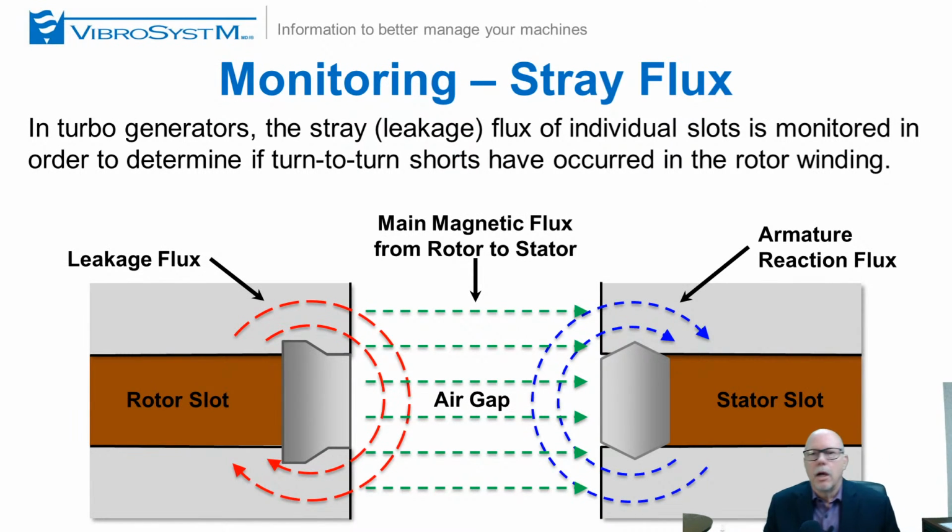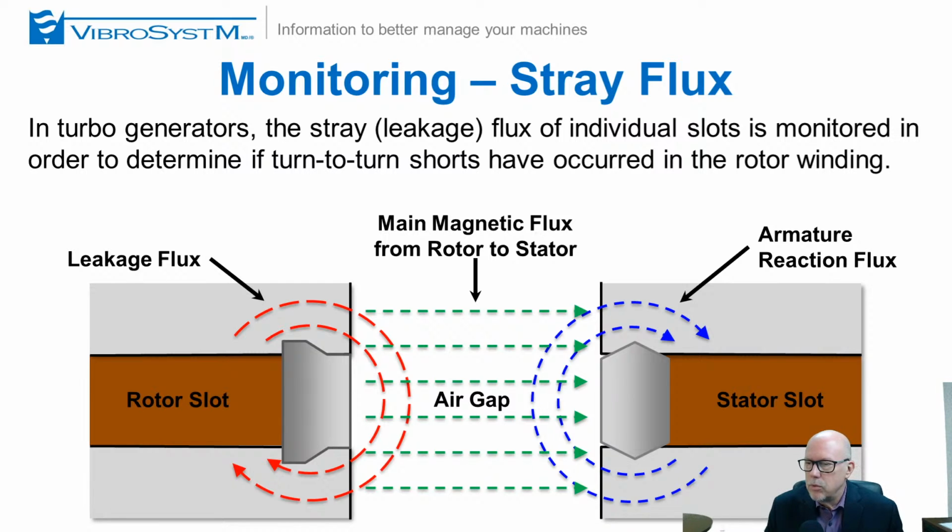So in turbogenerators, the stray flux or the leakage flux of individual slots is monitored in order to determine if you do have turn-to-turn shorts, whether they're present or have occurred recently. Historically, people would usually look at shorted turn issues by detecting behavior of the unit. For example, if you increase the load, and at some point when you do increase the load, the vibration increases. In many instances, that was an indication that you have shorted turns.